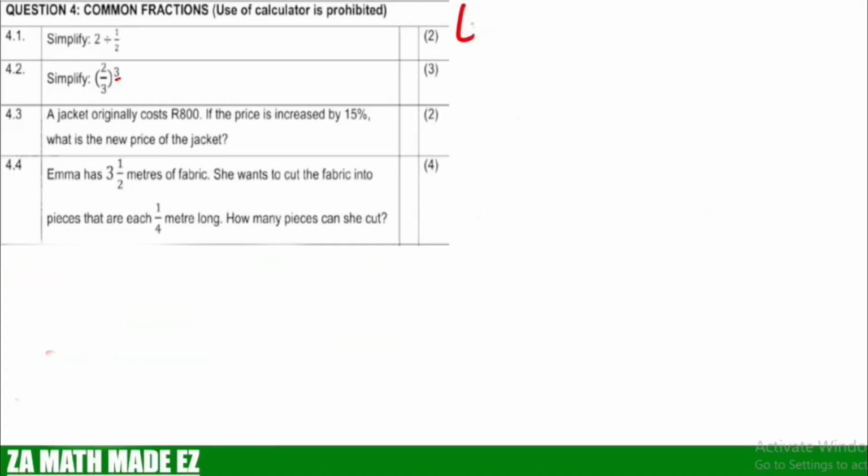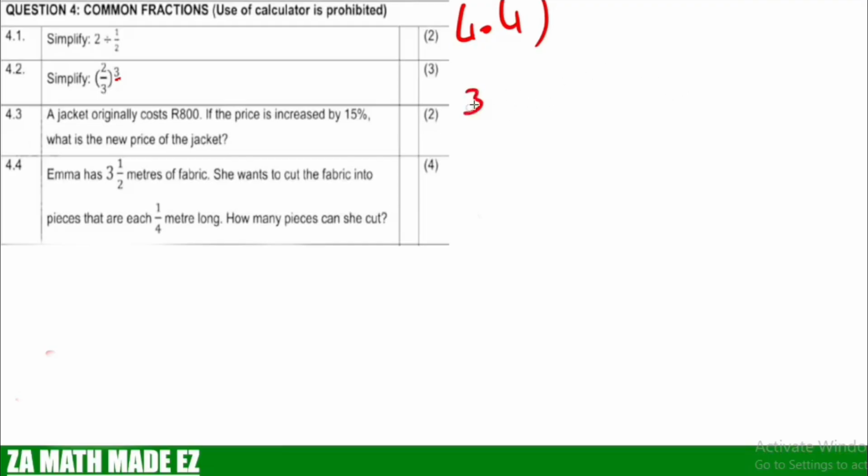Let's do 4.4. Emma has 3.5 meters of fabric. She wants to cut the fabric into pieces that are 1/4 meter long. How many pieces can she cut? So, first things first, let's convert. An easy way to do it first is to convert this into halves.